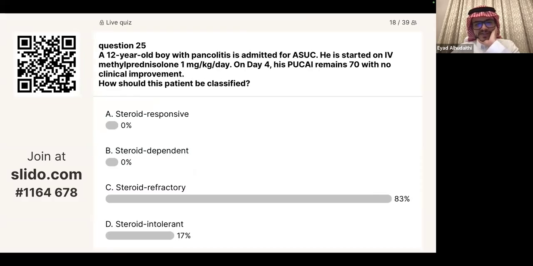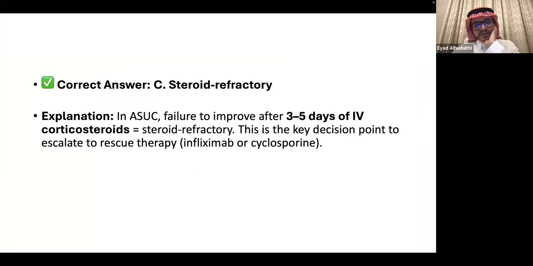So most of you have got it right. In acute severe ulcerative colitis, failure to improve after 3 to 5 days of IV corticosteroid means we can now call him steroid refractory. This is the key decision point to escalate to rescue therapy.